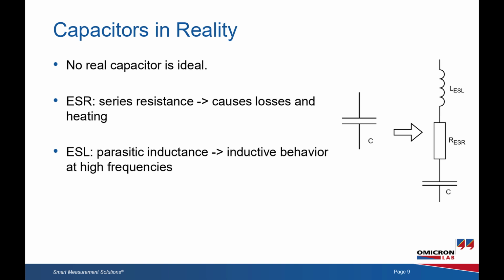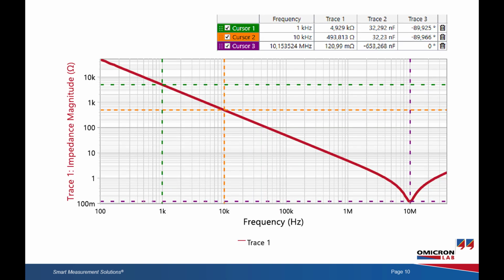The ESR value can be measured with the Bode Analyzer, and in some cases it is also specified in the datasheet. The second effect is ESL, or equivalent series inductance. It comes from the capacitor leads and internal structure, which behave like a very small inductor. At high frequencies, this inductance becomes important, and the capacitor may start to behave inductively instead of capacitively. And this is exactly what we observe in the measurement.